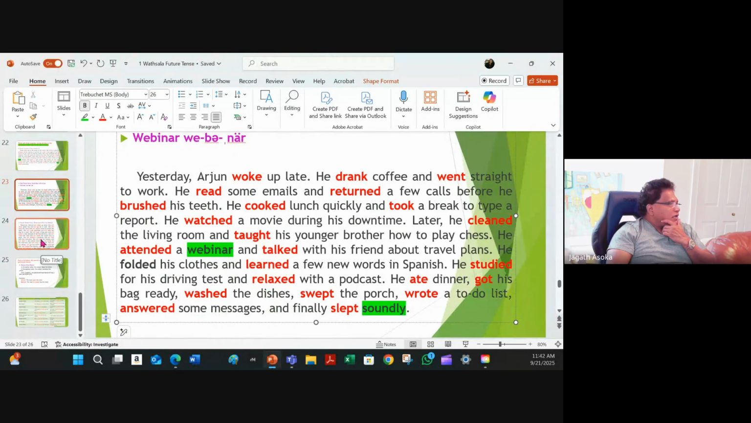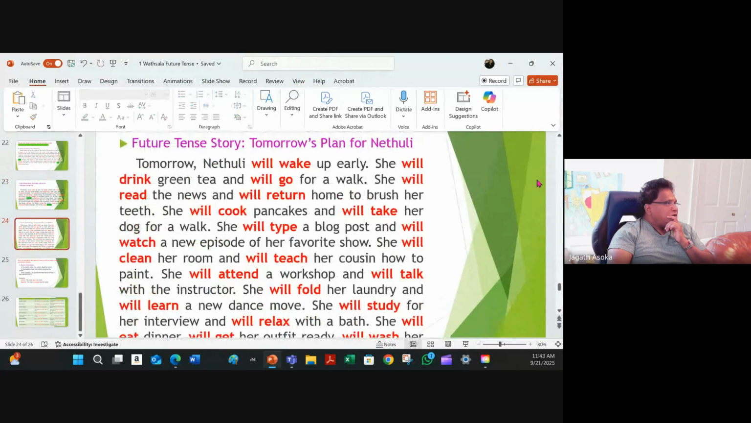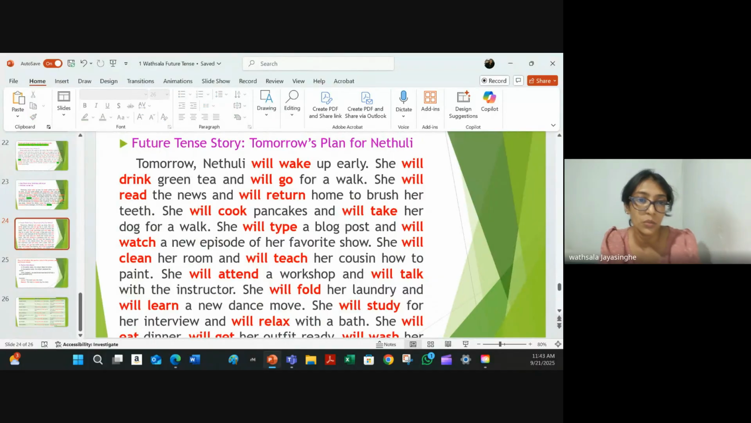All right, let's go to the next one. We have to hurry up. It is also easier because there's only one form, right? Okay, go ahead. This is a future tense story. Tomorrow's plan for Nethuli. Tomorrow Nethuli will wake up early. She will drink green tea and will go for a walk.